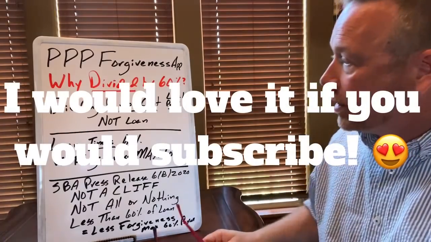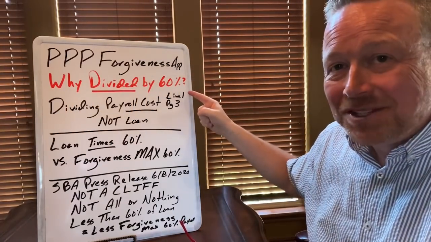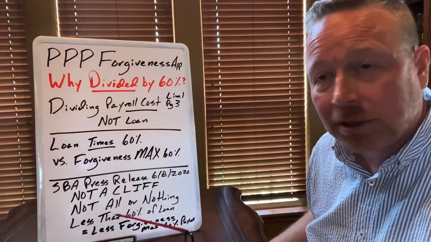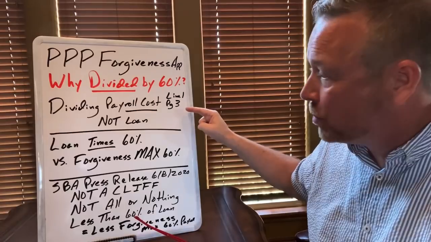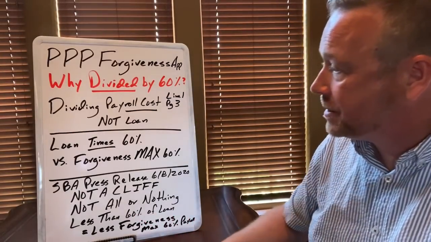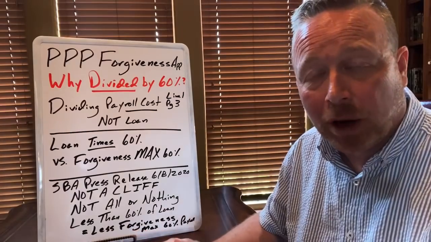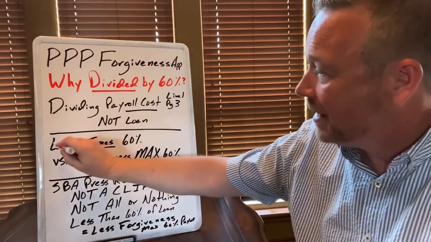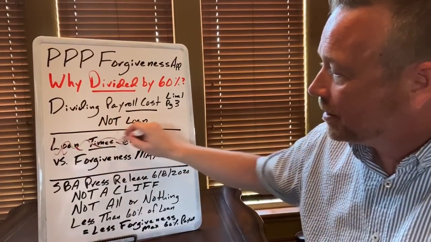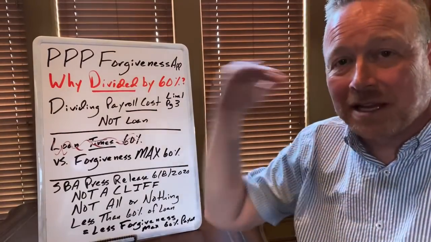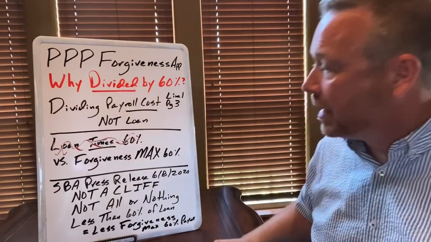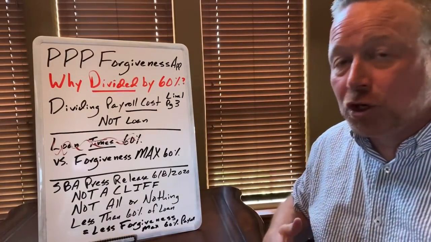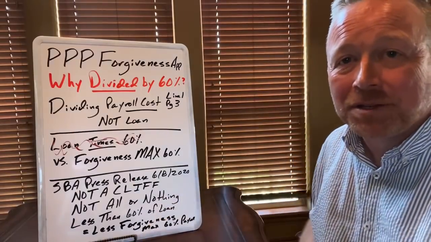So let's look at the whiteboard here. So on the application, why is it divided by 0.6 or 60%? Because we're dividing the payroll cost, okay? We're taking line 1 of page 3 and we're dividing it by 60%. So we're not dealing with the loan there, we're dealing with payroll costs. So loan times 60%, okay? That's not what we're dealing with. So I was saying, nowhere on that application does it say take your loan times 60%. Versus forgiveness max, that's what line 10 is determining, is what's the max forgiveness.